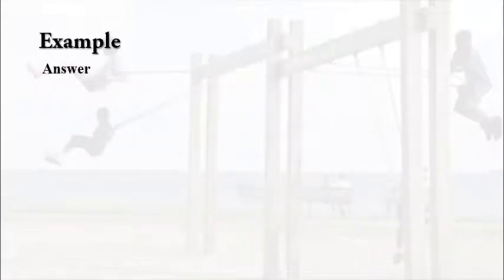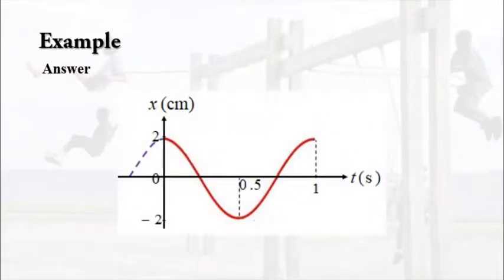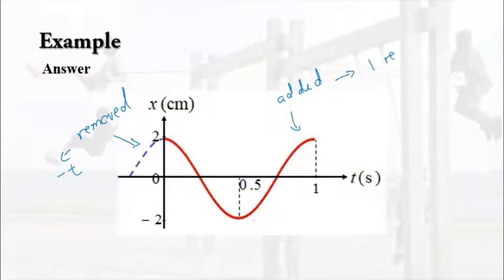So now let's see what the answer is. Your answer is like this. On the left-hand side, I put a dotted line because this is the part that I removed, since it is impossible to have negative t in actual situations. The part that I added becomes a solid line, so that I have enough graph to form one revolution or one cycle. So this is the whole graph. That is how you apply the 4 steps recipe in answering graph sketching questions.